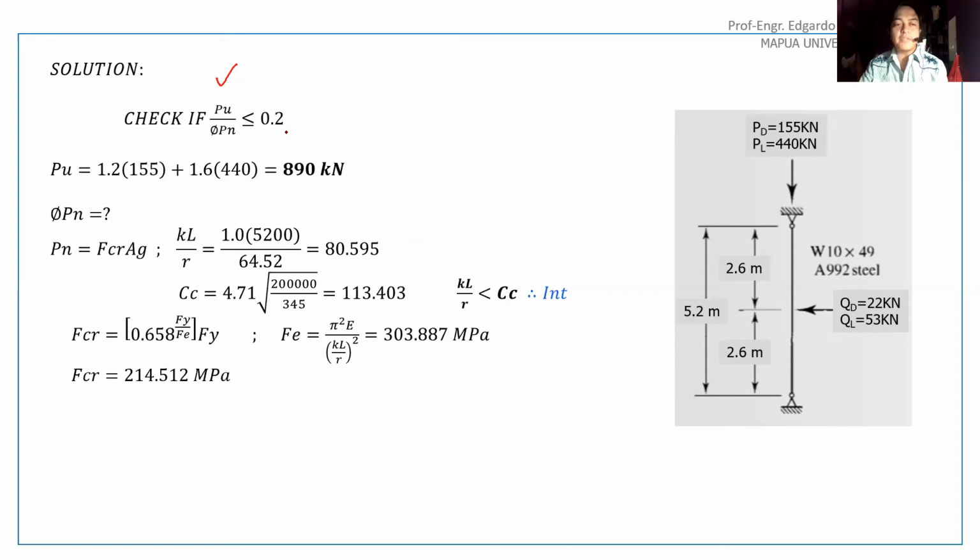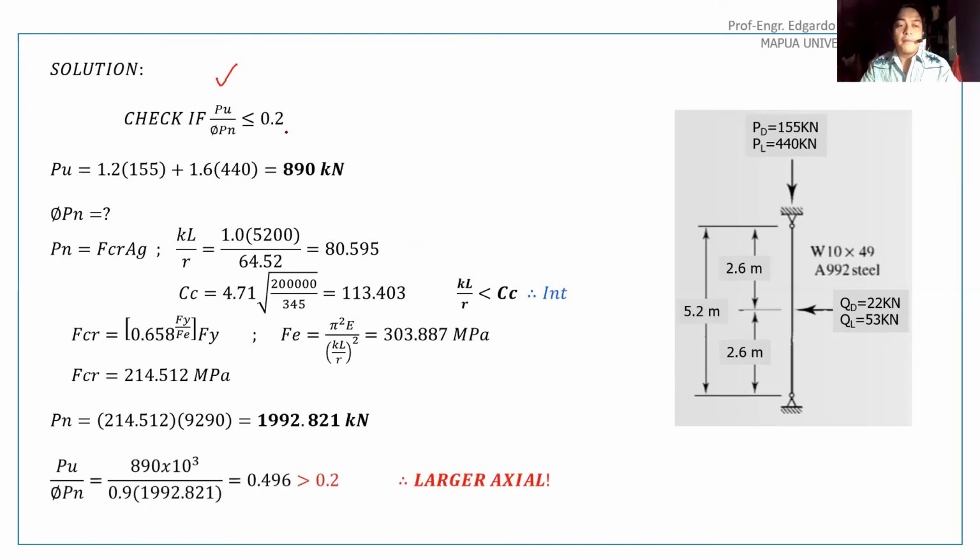Having that Fcr, multiplying it with the gross area of the section, 9292.90, we got Pn to be 1992.821 kilonewtons. So checking the ratio of Pu over phi Pn, phi is 0.9 for compression. We arrive at this ratio of 0.496, which is of course greater than 0.2. Therefore, the member is considered as larger axial compression. Okay, so larger axial.